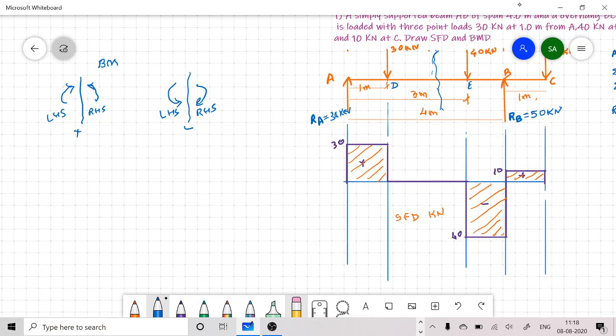Bending moment at A 0, it is a simple support. Now bending moment at D, here I am considering left hand side. On left hand side of D there is only one force, that is RA. 30 into 1, this produces a clockwise movement on left hand side. So according to our sign convention it is plus, so plus 30 kN meter.